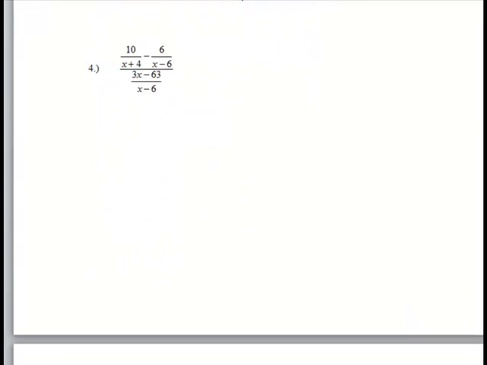And number 4, another complex fraction. In this case, there are two terms in the numerator, so we can't use that same trick or technique we just did in the earlier problem. We have to find the LCD. So all three terms, 2 in the numerator, 1 in the denominator, all the denominators are already factored. So the LCD, x plus 4 times x minus 6.